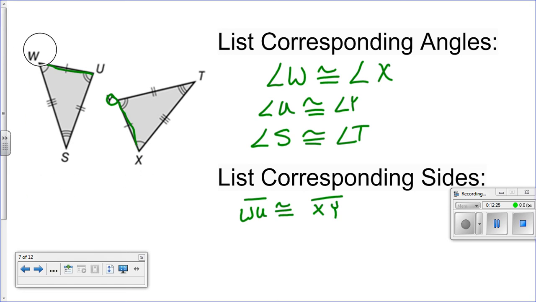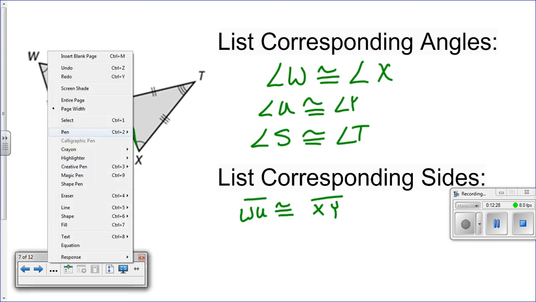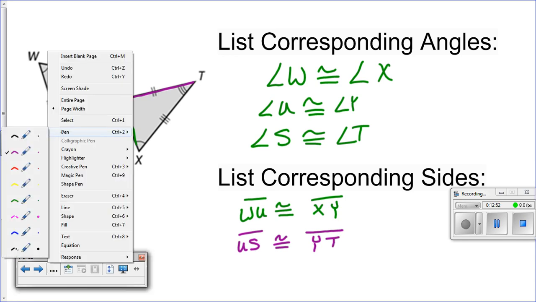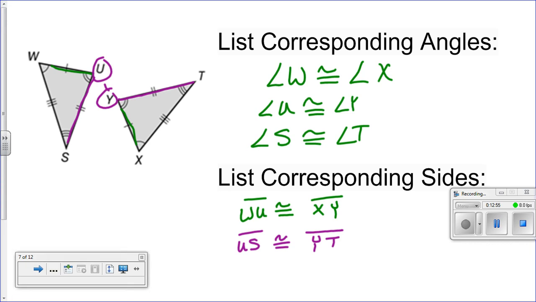Okay, continuing on maybe with my colors here. Let me choose a different color. So now I've got this line segment, which goes with, I'm looking at the double dashes, this one right here. So I'm going to say line segment US is congruent to line segment. So now I have to figure out what goes with the U. And that looks like Y, so it's going to be Y. And at the other end I've got T. Let's do another one. Let's do this line segment right here, which is line segment WS is congruent to line segment, so we got to figure out what goes with the W, and that would be X. So this is going to be XT.